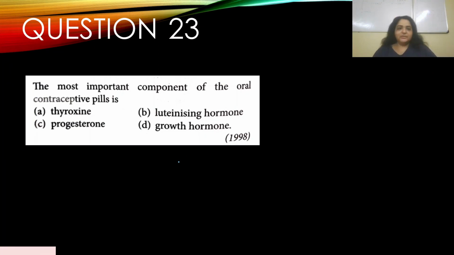Okay, so question number 23. The most important component of the oral contraceptive pill is, this appeared in 98, A, thyroxine, no, B, luteinizing hormone, no, C, progesterone, yes, and D, growth hormone, no. So it's C, progesterone. The answer is C.